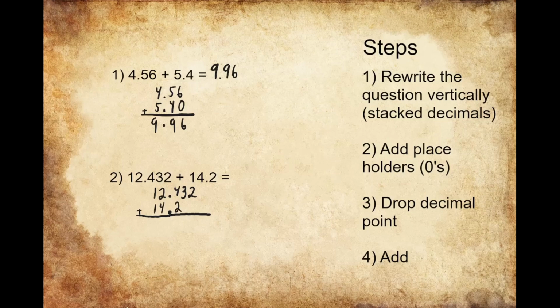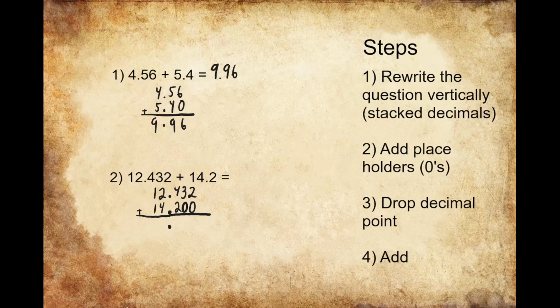So now, if you remember step number 2, our next job here is to add zeros as placeholders because adding a 0 to the right of a decimal does not change the value of that decimal, and we need to have zeros there in order for us to add. So we're going to add 2 zeros to the right of our 2 in 14 and 2 tenths. Now our next step, step number 3, is to drop the decimal point because we know that the decimal point is not going to change its place in the answer.